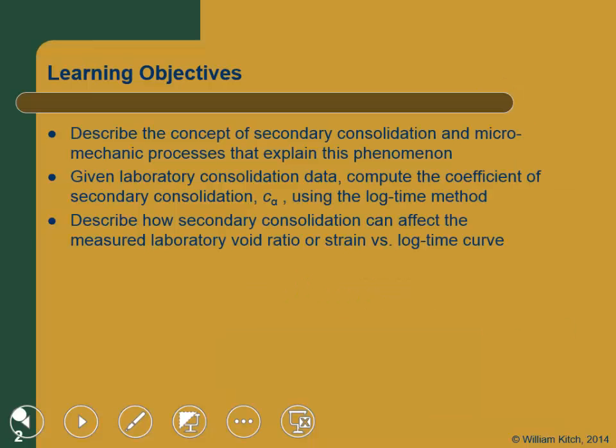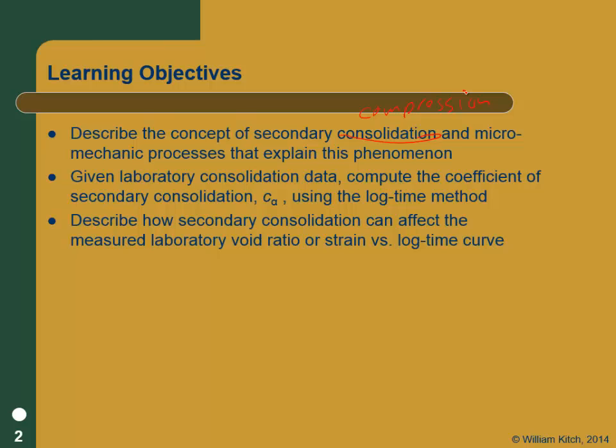Okay, so what are our goals here? Describe the concept of secondary compression. Oh, I said secondary consolidation, or I should say secondary compression. And when I say the micromechanical process, I just want you to qualitatively talk about what's actually happening that we continue to get deformation when there's no change in the effective stress? Because the load on the skeleton is not changing during secondary compression, right? So what's going on? And then, most importantly, given the laboratory data, calculate C sub alpha.